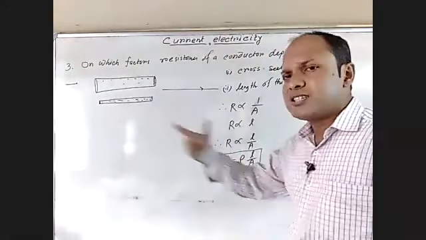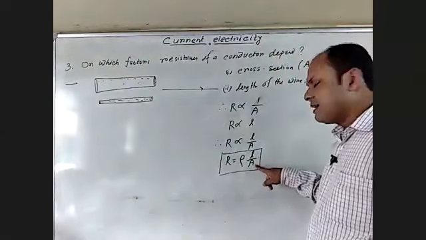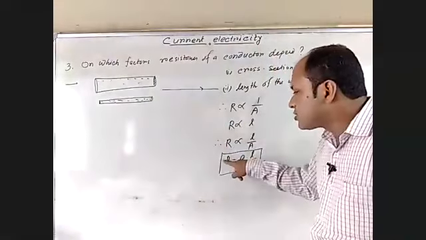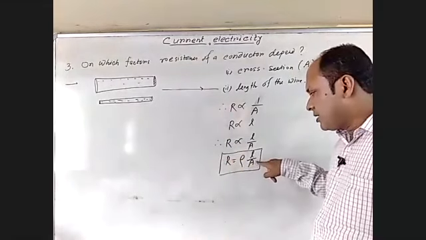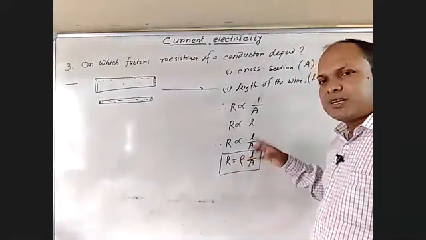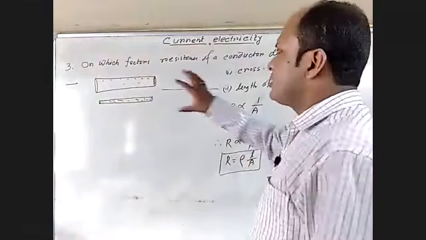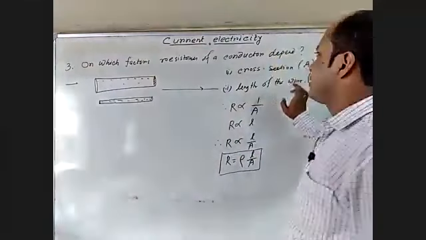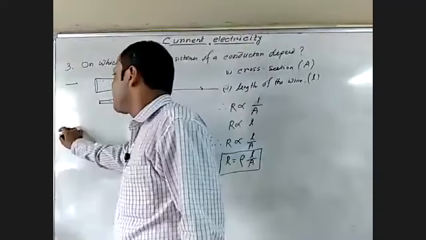If L increases, the resistance will increase. If capital A increases, resistance will decrease. Whenever A increases, resistance will decrease. Whenever L increases, resistance will increase. So these are the factors on which the resistance of a conductor depends. Now the fourth question, what is resistivity?